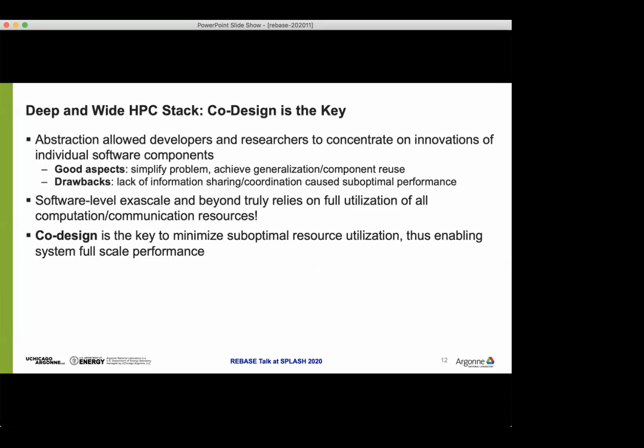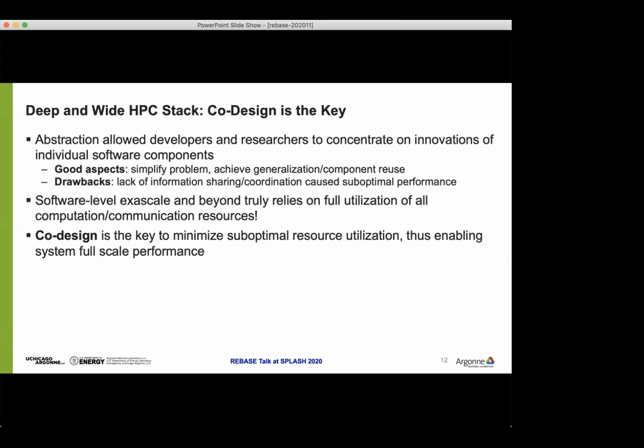But of course, there are drawbacks of this deep and wide stack, as we just showed in the previous examples: the lack of information sharing and coordination across different components. That actually causes suboptimal performance. And in HPC, we care about any performance drawback in principle. When we are hitting exascale, we know it's very hard to get full utilization of all computational and communication resources. That's why we care even more about performance loss caused by the HPC deep and wide stack.